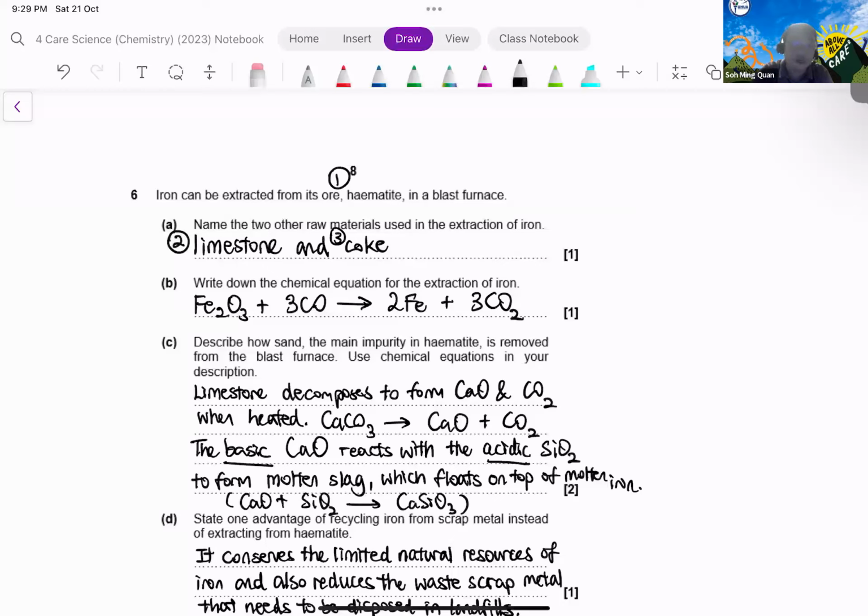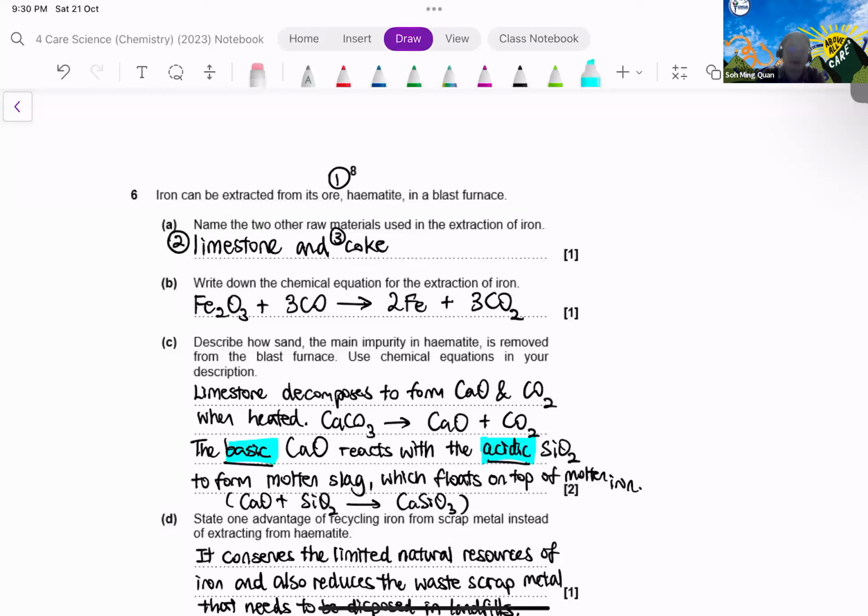Next, part C, describe how sand, the main impurity, is removed. Use chemical equations. I'm sure you can do this. You can just copy the notes, right? But importantly, please ensure that you write in whatever I've highlighted in blue. Calcium oxide is basic, SiO2 is acidic. Please write this in so that at least the examiner knows that you are aware this is actually an acid-base neutralization.